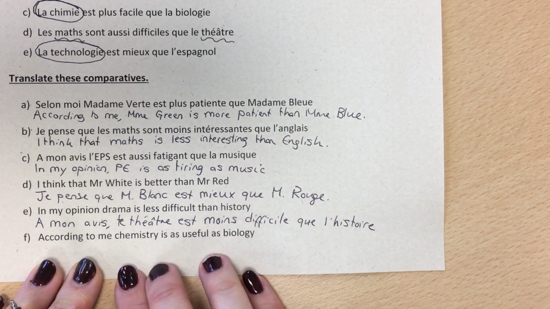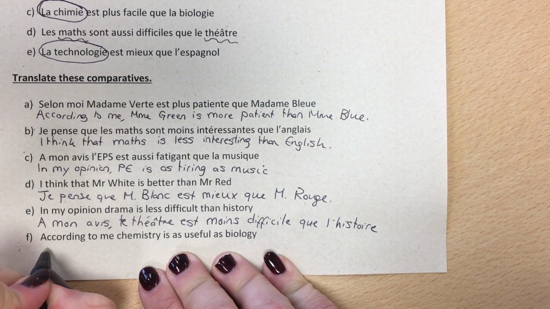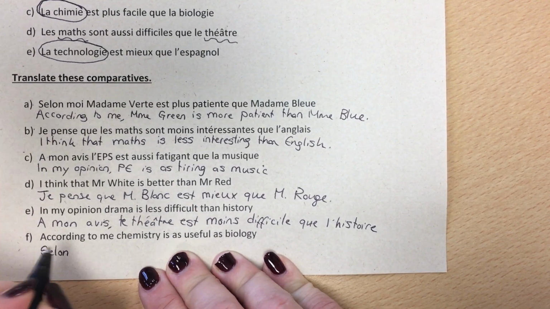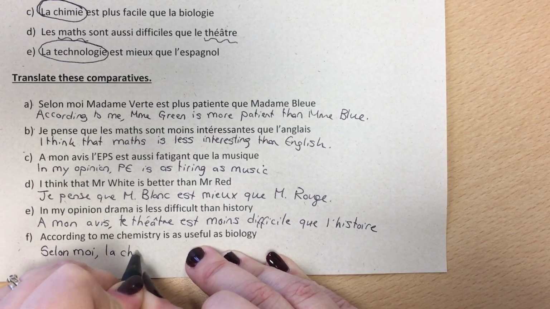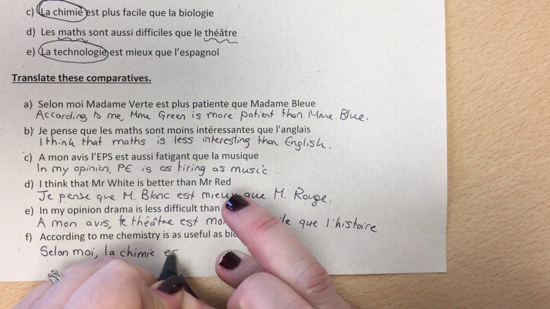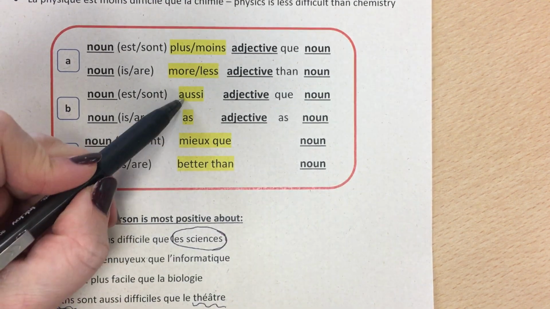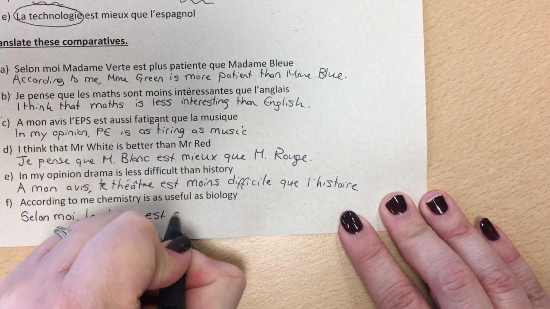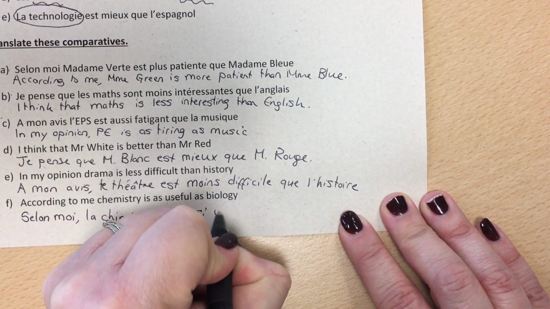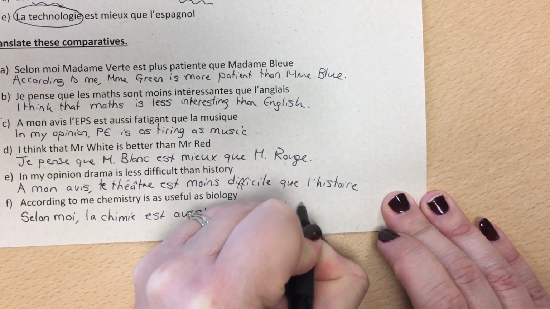And finally, according to me. Again, we had that in a previous example. So according to me, reminding ourselves of those lovely opinion starters from our media topic. Selon moi, la chimie is as useful as. We need to just check that in our grid. What was as? Aussi. Aussi utile, utile being our adjective, useful, que la biologie.